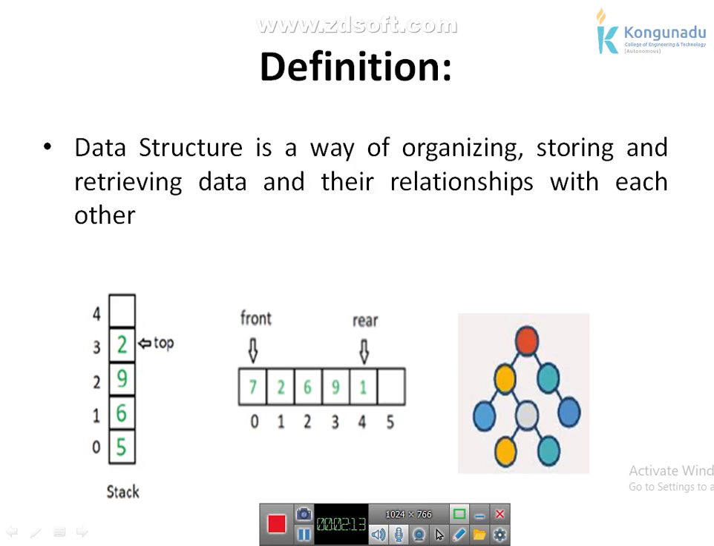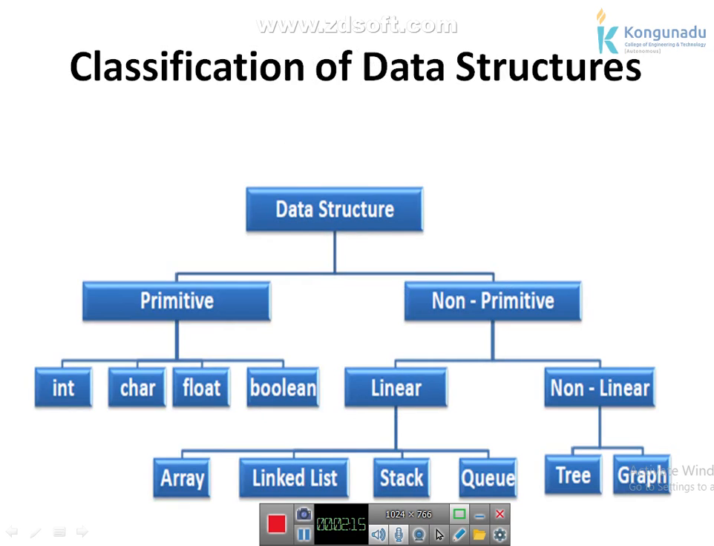Next, different types of data structures, that means classification of data structures. The different types are primitive data structures and non-primitive data structures. Let's see the examples. Primitive data structures are integer, character, float, boolean. Non-primitive data structures are linear and non-linear data structures.